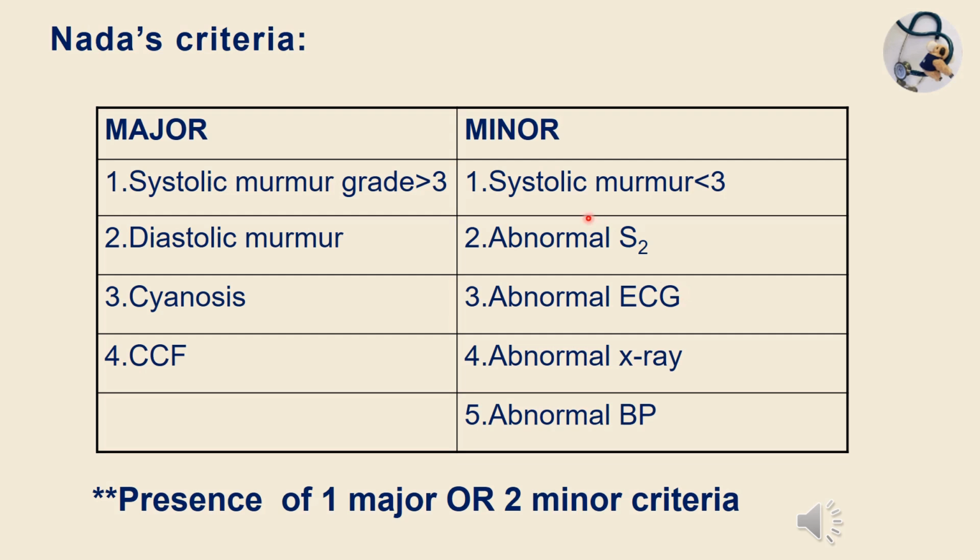Minor criteria are number 1, systolic murmur less than grade 3. So without thrill, if there is a systolic murmur, this may be just normal. And abnormal second heart sound, abnormal ECG, abnormal X-ray, abnormal blood pressure. If the child is having 2 of the minor criteria, then you have to suspect this child may have congenital heart disease. So these are the clinical features at bedside which can lead you to suspect congenital heart disease. This is given by Nada, so known as Nada's criteria.